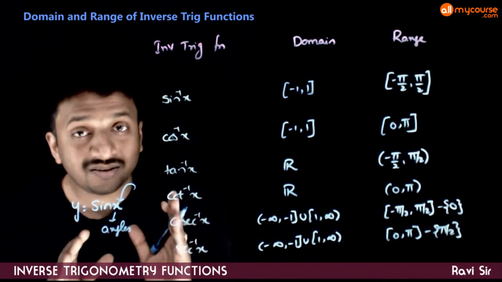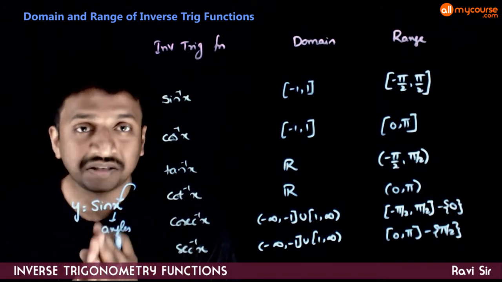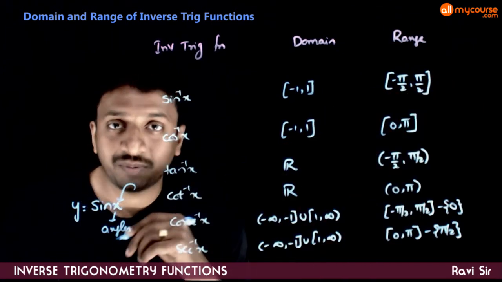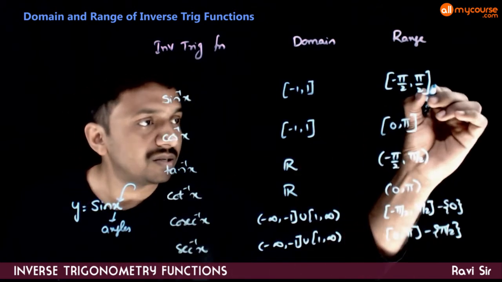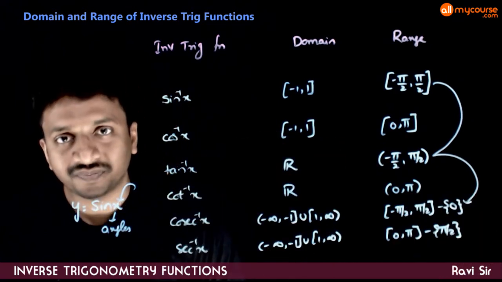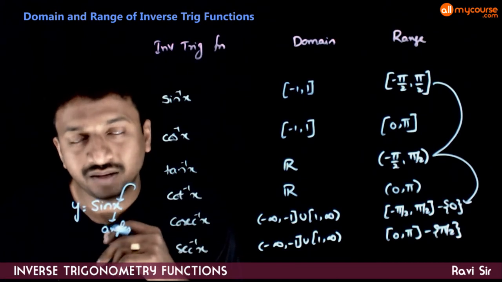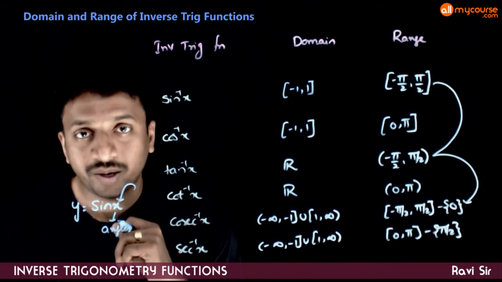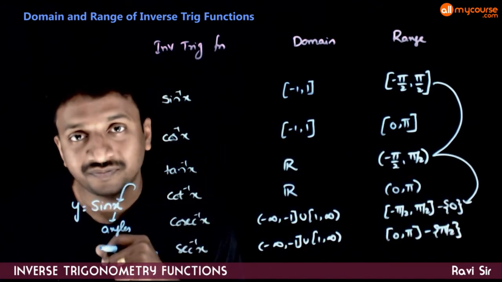So these domains and ranges have to be carefully remembered. The trick to remember is you have 3 of them whose ranges are related to minus pi by 2 to pi by 2, and 3 of them whose ranges are related to 0 to pi. Sine inverse, tan inverse, and cosecant inverse have ranges related to minus pi by 2 to pi by 2. One is closed minus pi by 2 to pi by 2. One is open minus pi by 2 to pi by 2. One is closed minus pi by 2 to pi by 2 except 0.